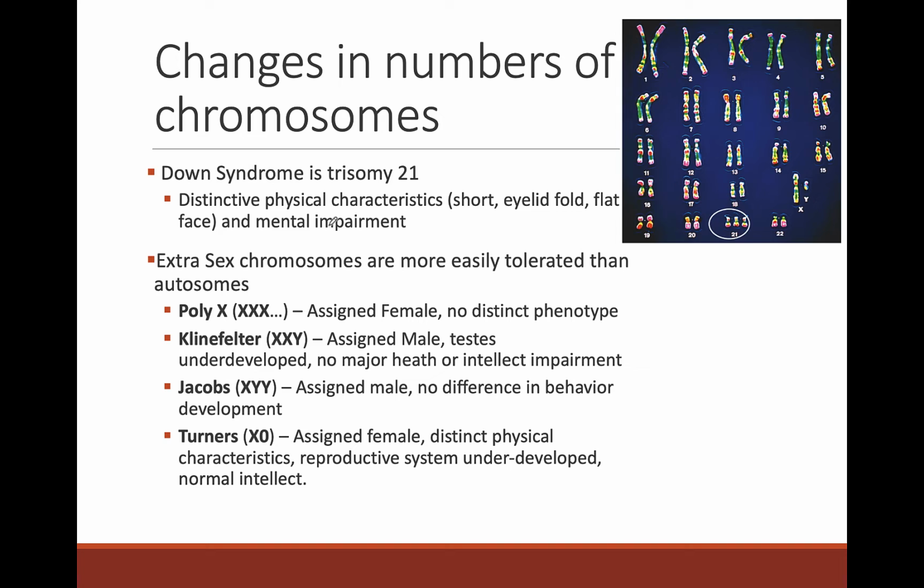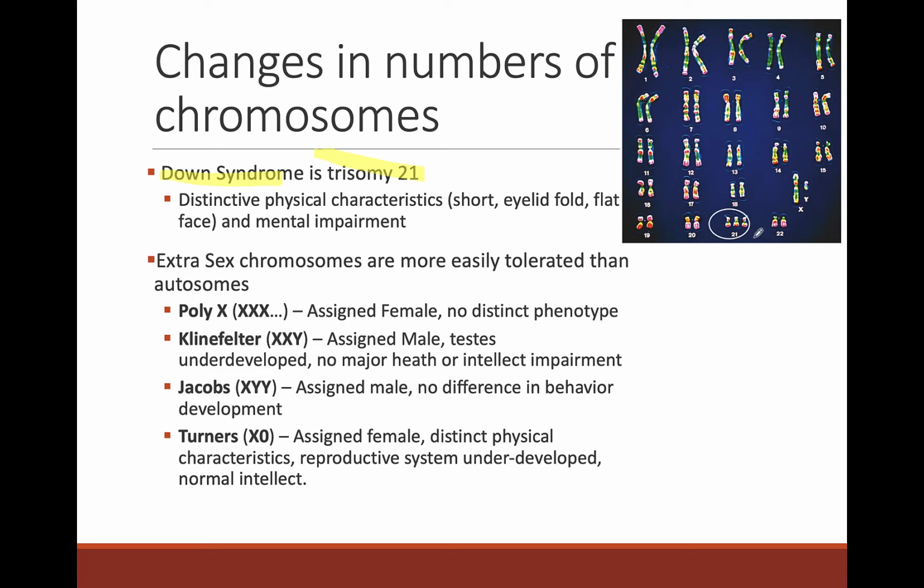There are a handful of chromosomal abnormalities that can be carried to birth and some that can live in the entire normal life expectancy. The most common chromosomal disorder of the autosomes is trisomy 21, or Down syndrome. People with Down syndrome have a distinct physical appearance. They are short, have an eyelid fold, a flat face, stubby fingers, a round head, and a palm crease. There is some degree of mental impairment ranging from mild to severe.